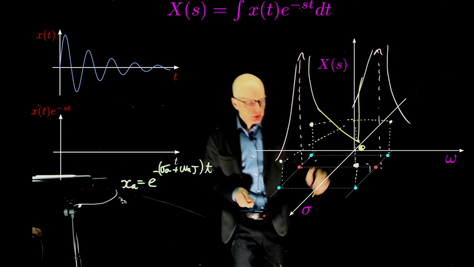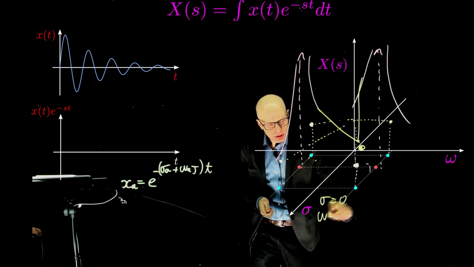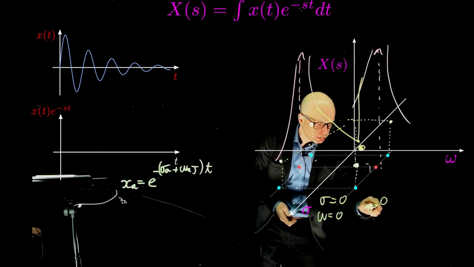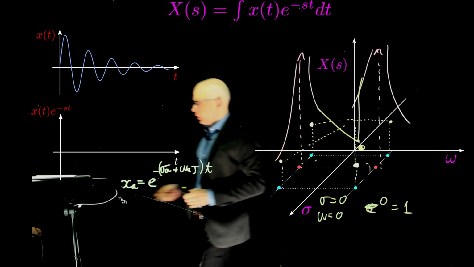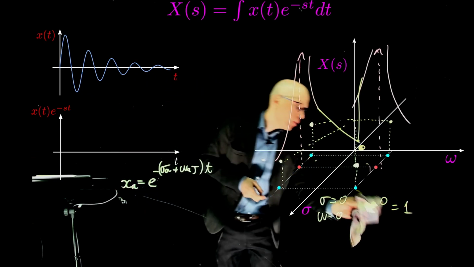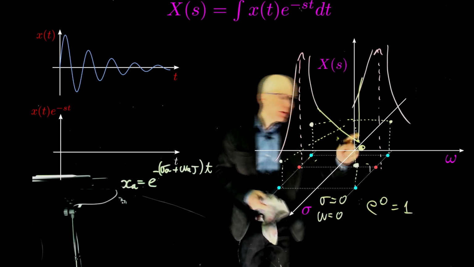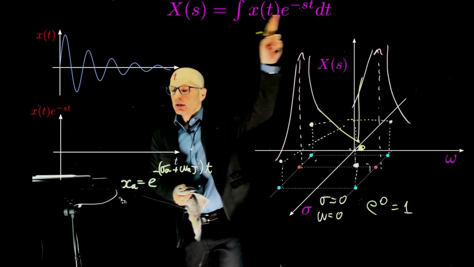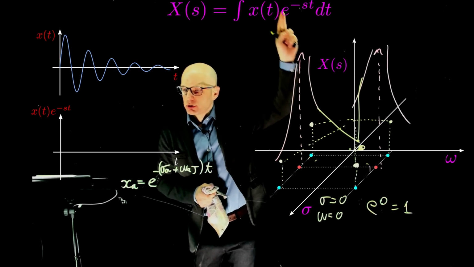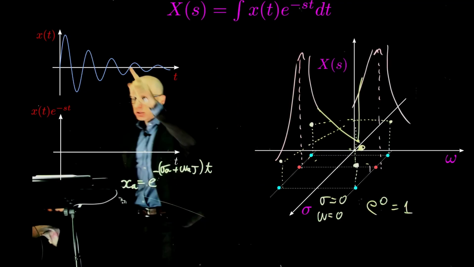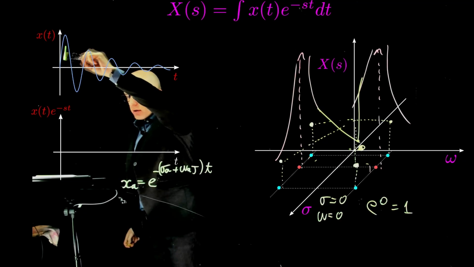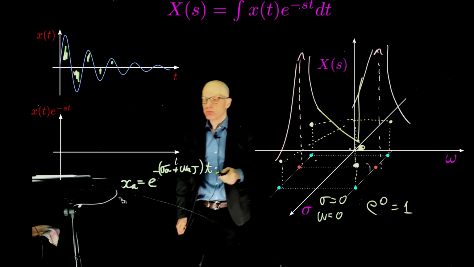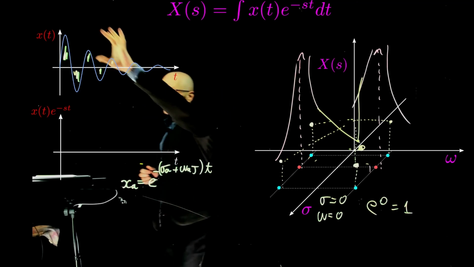In this particular case, I chose sigma to be 0, omega to be 0. That gives exponential of 0, which is 1. So exponential of 0 is 1. Right? By choosing this point here, omega 0, sigma 0, exponential of 0 is 1. So I'm now taking simply the integral of the signal x of t, because this exponential of negative st is 1. What happens when I take the integral of this particular signal? Well, I'm adding this area to that area, to that area, to that area, and so on. And that's 0. That's going to give us 0, because it's symmetric.